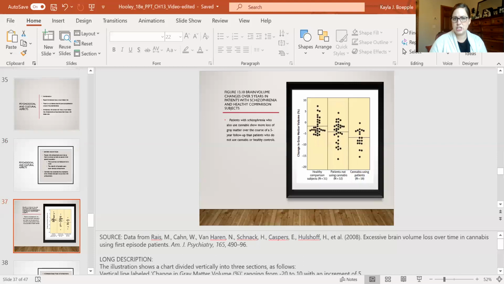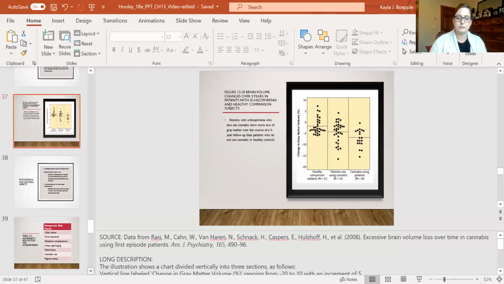And here's just an interesting graph that talks about patients with schizophrenia who also use cannabis show more loss of gray matter over a course of a 5-year follow-up than patients who do not use cannabis or healthy controls. So if you have schizophrenia, you're going to be more likely to lose gray matter faster if you are also using cannabis at the same time.